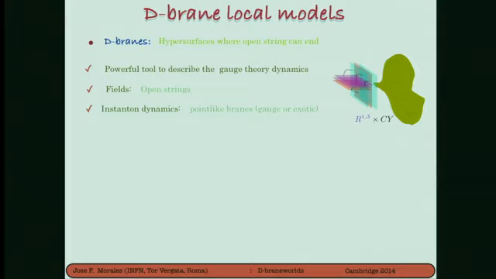For example, instantons you can think of as point-like branes inside these D-Branes. And we will see that we can describe not just the standard gauge instanton, but also more exotic objects that are very appealing from the phenomenological point of view.